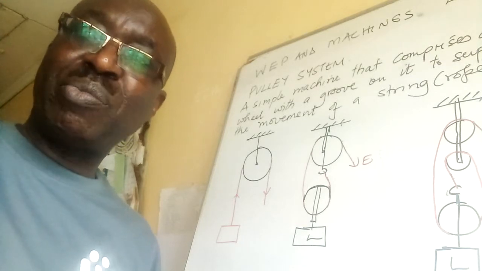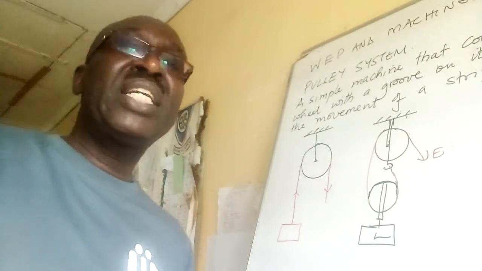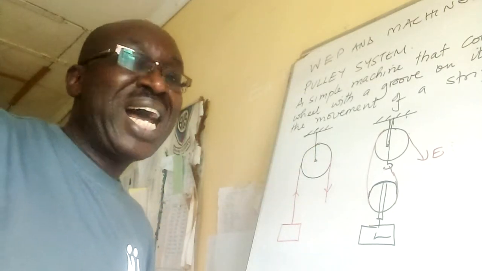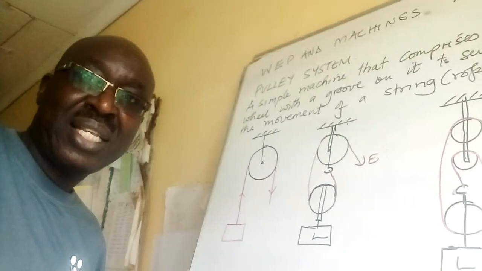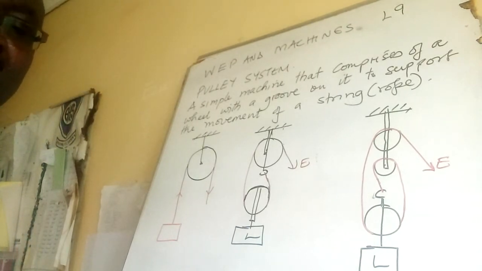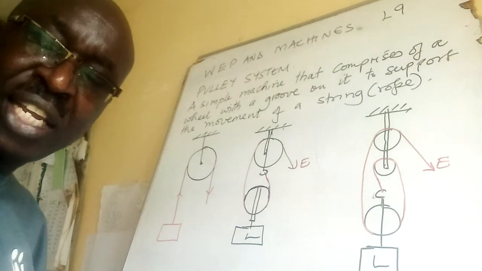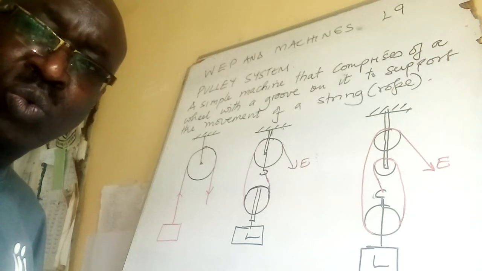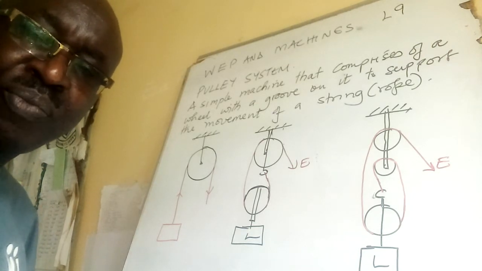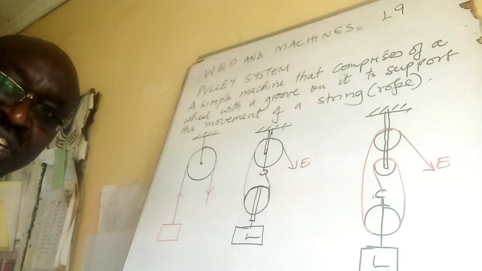So first we start by defining what is a pulley. So we say a pulley is a simple machine that comprises of a groove on the wheel which helps facilitate the movement of the rope which is connected to the load, and on the opposite side effort is applied. So you can look at that definition on the board.